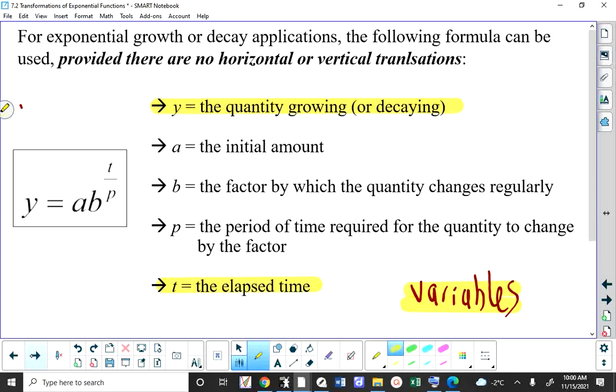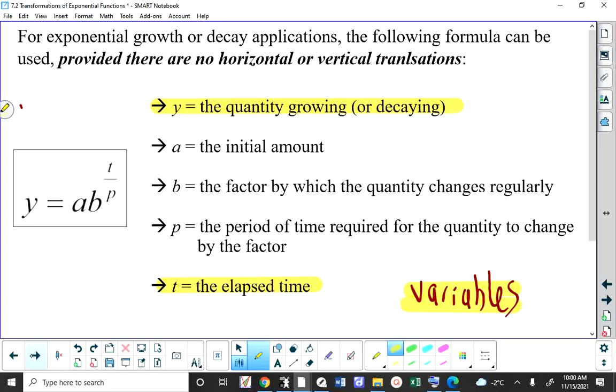So when I solve a problem dealing with the value of a rare magazine, A, B, and P are parameters that are unique to that problem I'm solving. When I solve a problem dealing with investment of money into a compound interest account, A, B, and P are numbers that tell me about that problem.